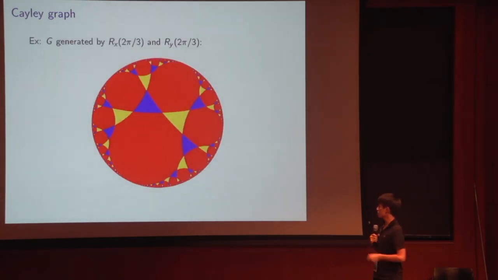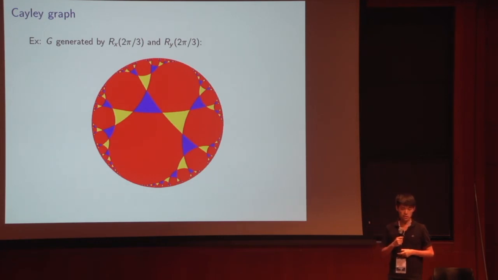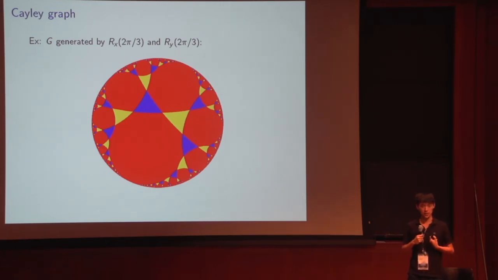So here's a very simple example where we consider rotations by an angle 2 pi over 3 acting on some qubit in, say, the x direction and the y direction. So the two colors on this graph correspond to the two possible directions in which we can rotate the qubit. So don't worry too much about the details. The point is that we can isometrically embed this Cayley graph into the Poincaré disk. So there's a sense in which this geometry is negatively curved.